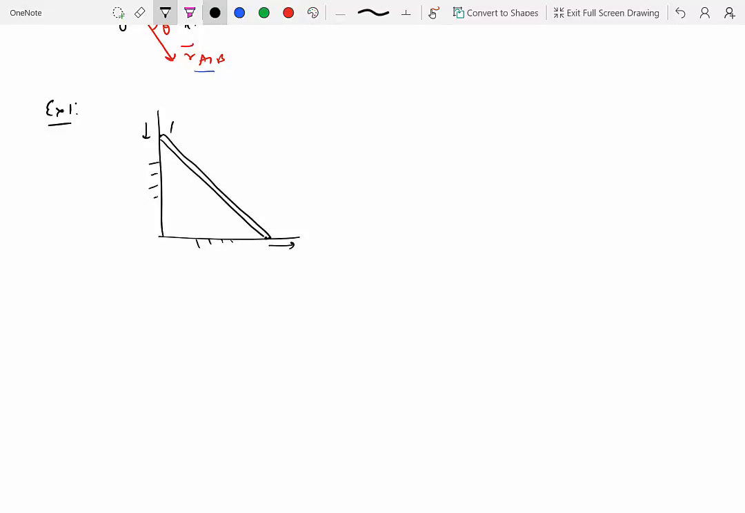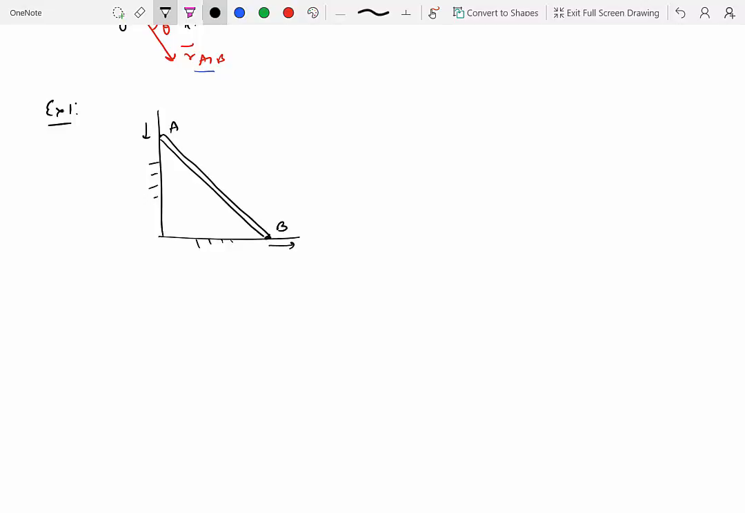So this is point A over here. This is the point B. Those are the endpoints of this ladder. So point A is coming down, point B is moving towards the right. And we want to understand what are the relationships between velocity and acceleration of point A and B.